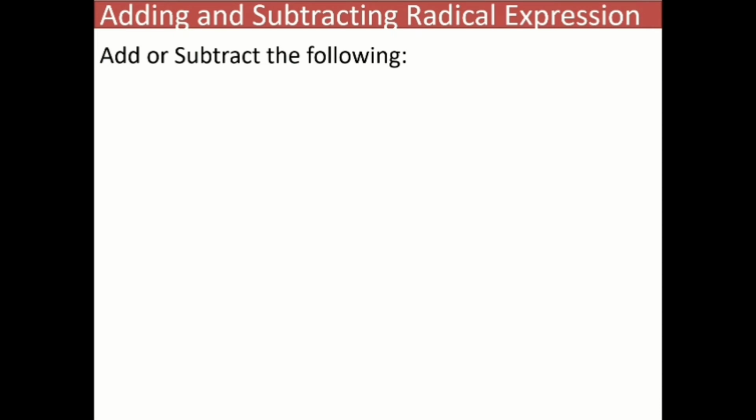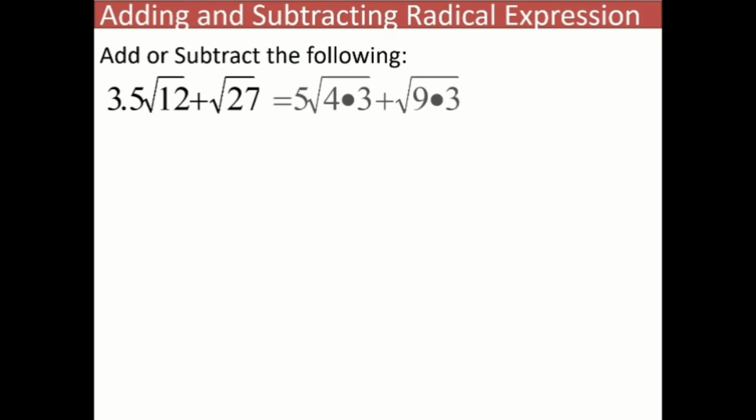Let's now proceed with our last two examples. Suppose we're going to add 5 square root of 12 plus square root of 27. So again, we're going to factor square root of 12, and the factor of square root of 12 is square root of 4 times 3. Plus square root of 27 has a factor of square root of 9 times 3. So we now simplify. That's by applying the product law for radicals.